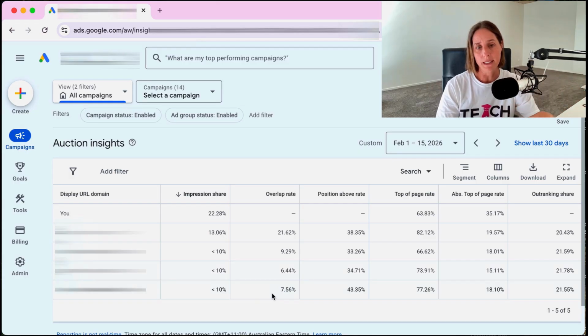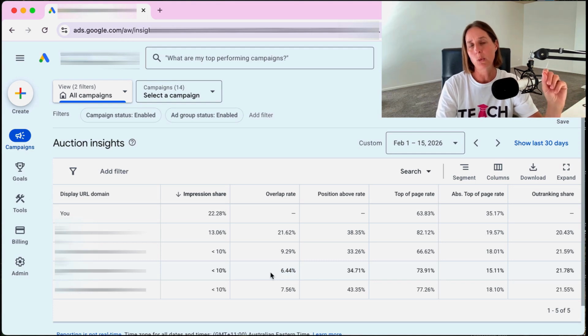So where this relates back to what I was talking about earlier, looking at these competitor URLs, this might be interesting if, let's say, this competitor was a direct competitor based on me going to their website, and they have a really low overlap rate, which makes me think, well, what keywords are they bidding on that possibly I should?